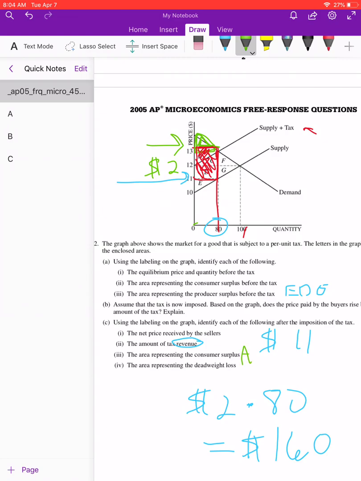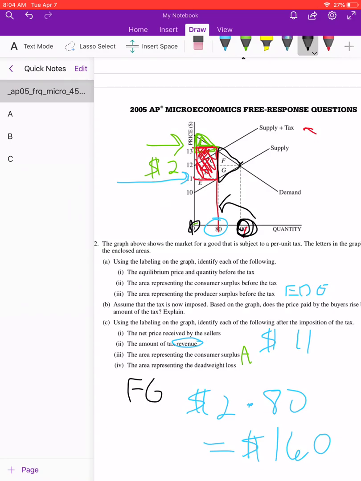And then finally, it says the area representing the deadweight loss. Deadweight loss represents the inefficiency or market failure that happens as a result of a government intervention in a market. And as a result, we see that we're no longer producing where we ought to be at 100, and instead we're producing 80. That means that this area here, FG, has been lost to the entire economy. That means FG is the area of the deadweight loss.